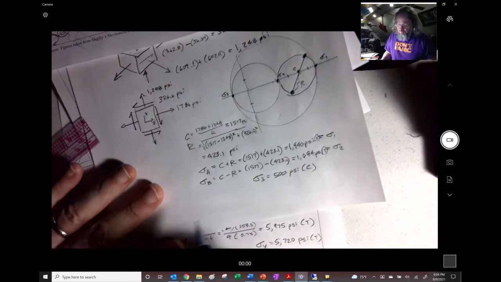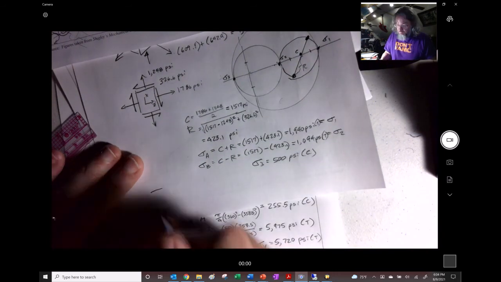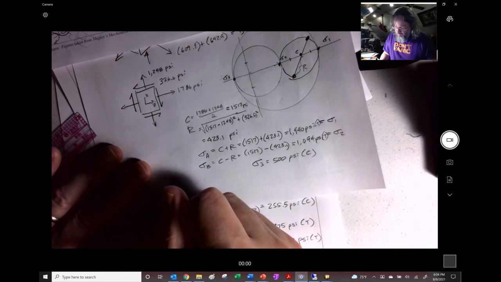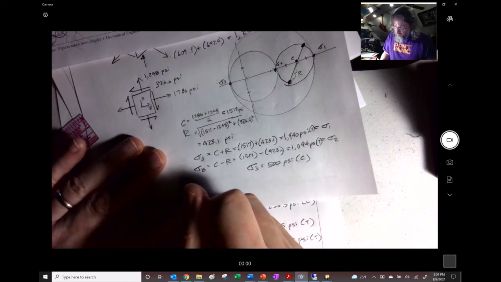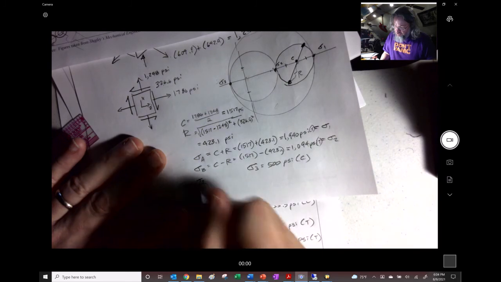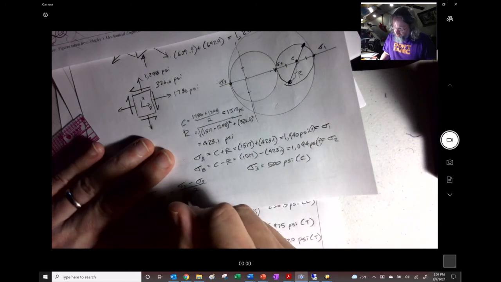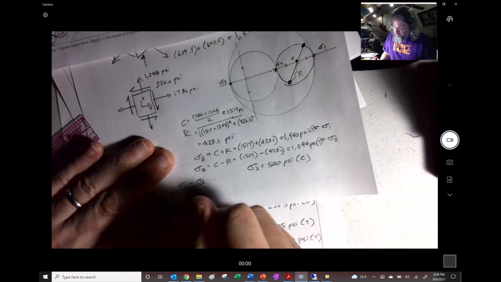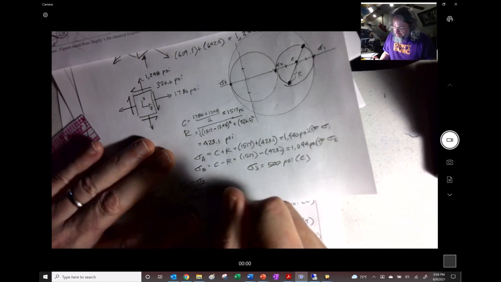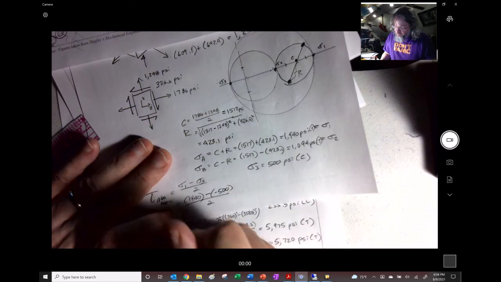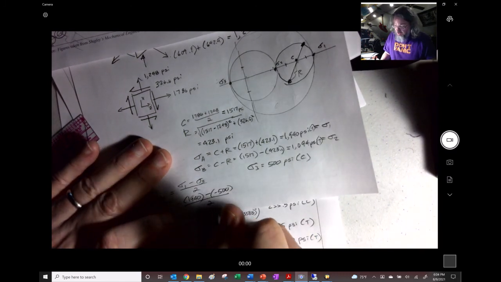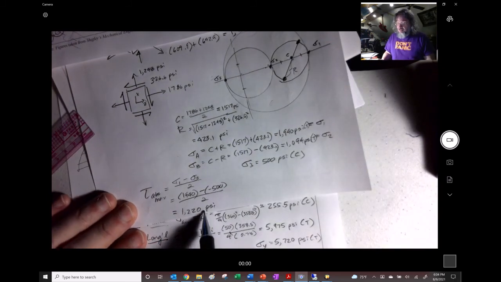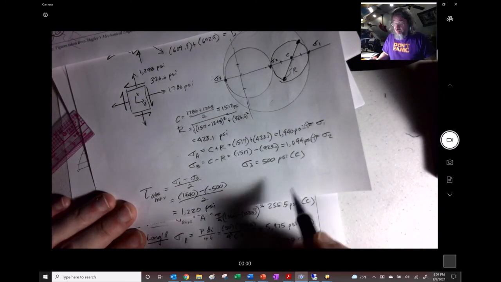Let's go to the tau abs max. The tau abs max is going to be sigma 1 minus sigma 3 divided by 2, so that's going to be 1940 minus 500 divided by 2. So we get 1220 psi. And that's the thing that we are going to use to evaluate all of this.